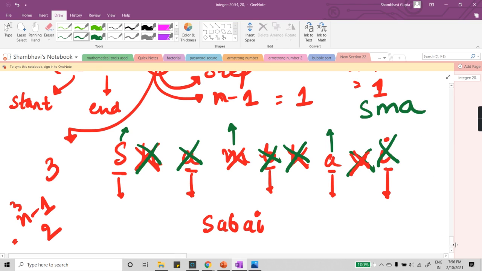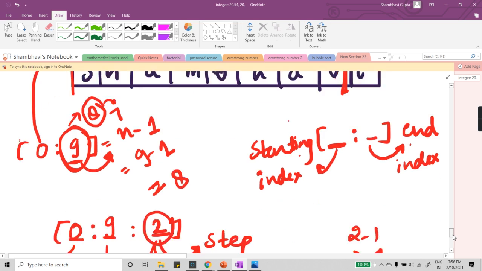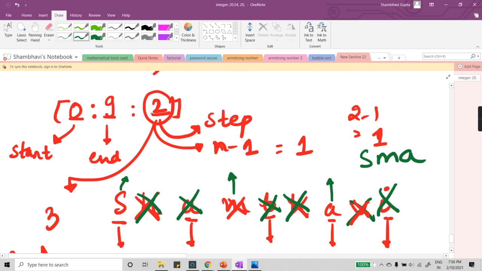Fine. So if you put this second colon and here you get a space, this space is used for writing how many steps you want in this string slicing, how many characters you want to leave after each character. So this is the second case.